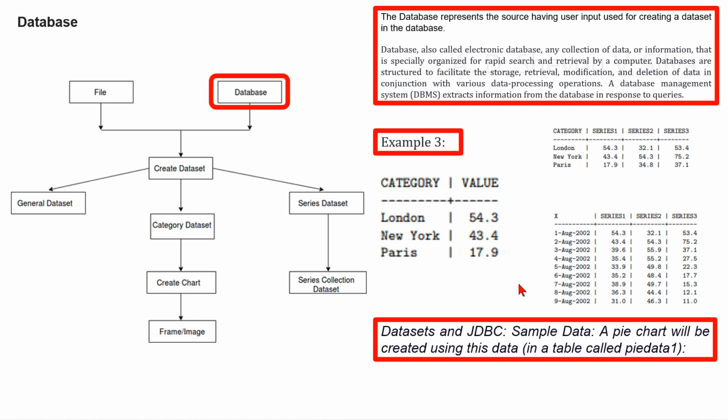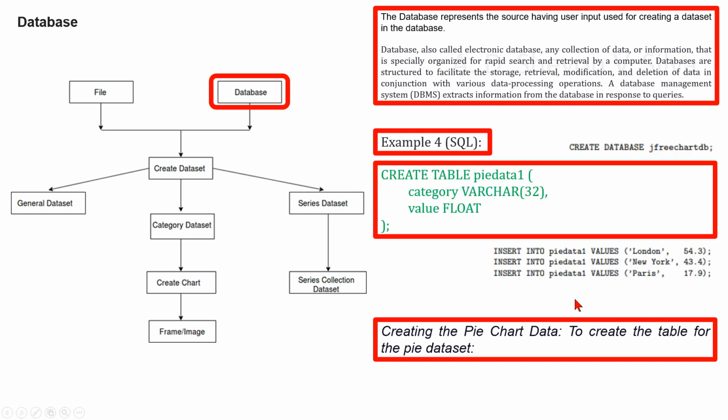For example, you can create a database JFreeChartDB, but you can change the name if you want to. You can see category and value. Here category, series 1, series 2, series 3, here X, and series 1, series 2, series 3. Now we are considering creating pie chart data. To create the table for the pie dataset.